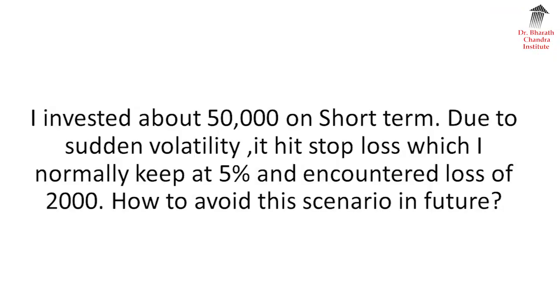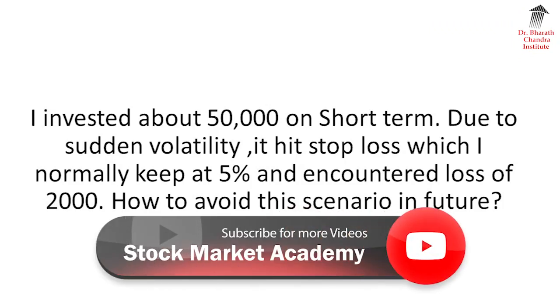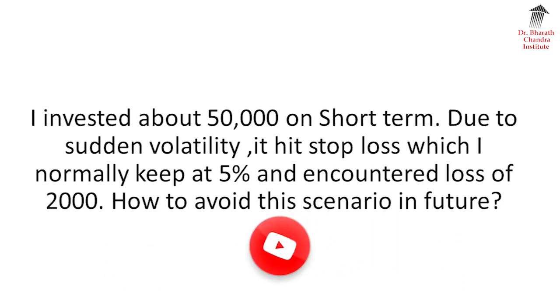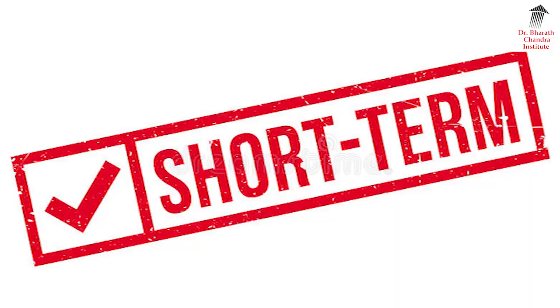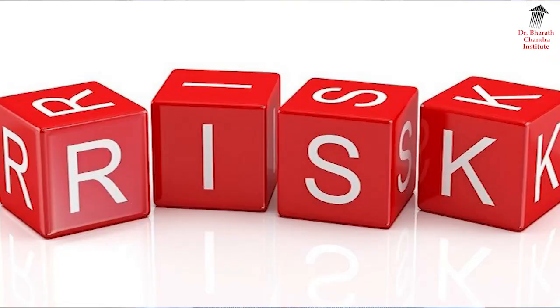Second question: I invested about 50,000 on short term. Due to sudden volatility, it hit stop loss, which I normally keep at 5%. I had encountered a loss of 2,000. How to avoid this scenario in future? Straightforward answer is, if you are a short-term investor, this is very common. If you are going to buy in short term, you have to take certain risks.